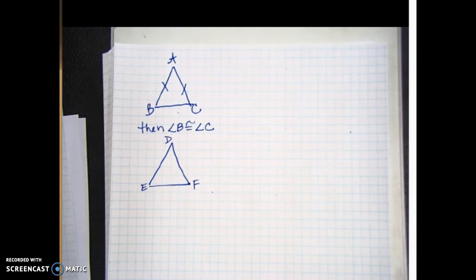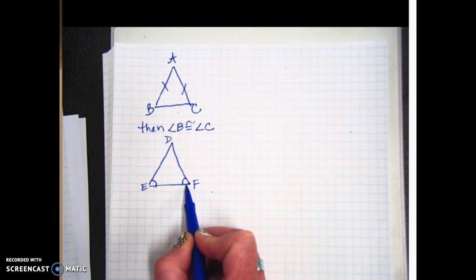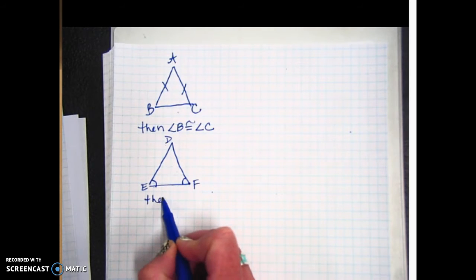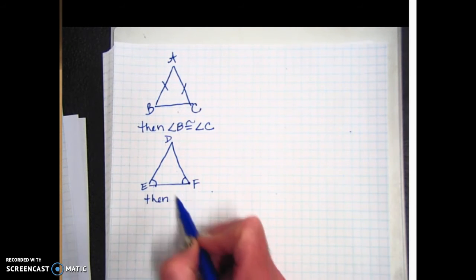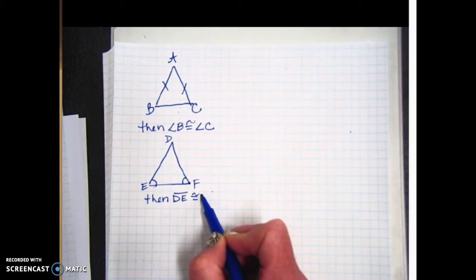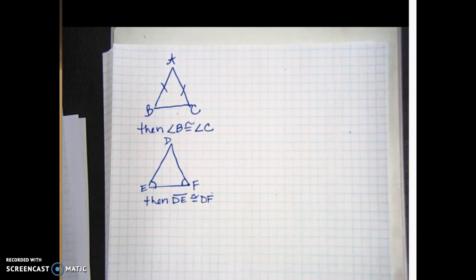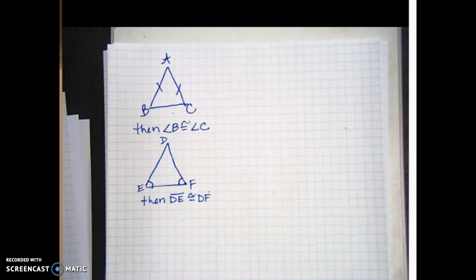And the converse of the isosceles triangle theorem says that if two angles of a triangle are congruent, then the sides opposite the angles are congruent. So on an isosceles triangle, when these two angles, what we call base angles, are congruent, then the two sides opposite them are congruent. So DE is going to be congruent to DF. So those two theorems have to do with isosceles triangles.